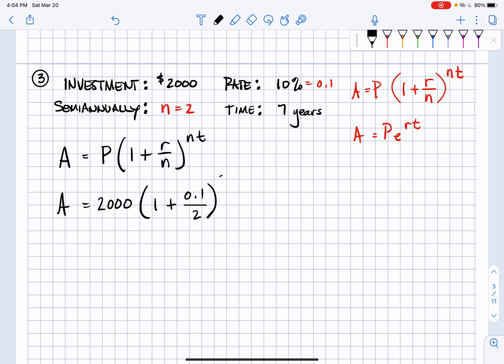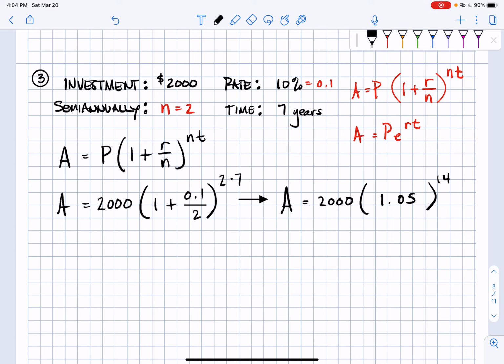All raised to the N, which is 2, times T, which is 7. Okay? So really what I have here right now is A is equal to 2,000 times 1 plus 0.05 raised to the 14th power. Okay? Or better yet, how about this? This is 1.05, right? Because 1 plus that 0.05. So let's plug that into the calculator.